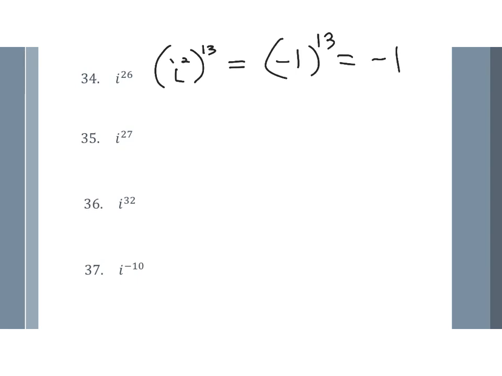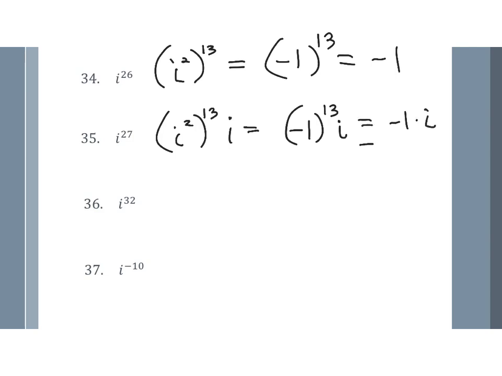For the 27, I can break the 27 into an i squared to the 13th, and then one more i there, because just like the problem above, i squared raised to the 13th is 26, and then one more i here. So here again, I would get -1 to the 13th times i. This would be -1 times i. So final answer here is -i.